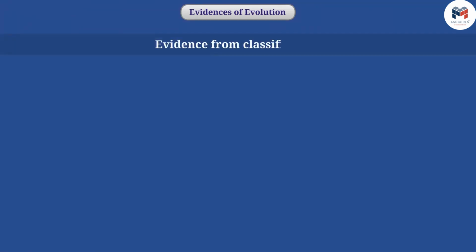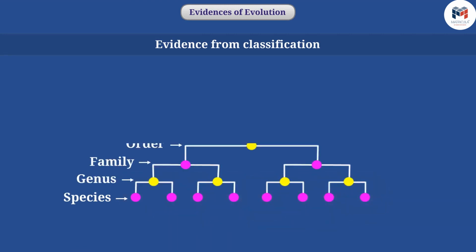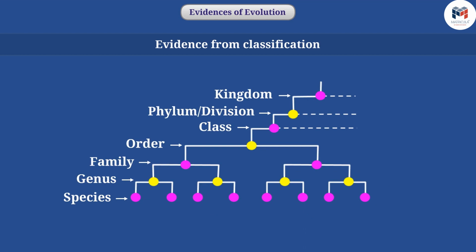Evidence from classification. There are many species of plants and animals on Earth. If we classify them on the basis of natural similarities and differences, for example, kingdom, phylum or division, class, order, family, genus, and species, then we get the idea of how various groups would have evolved.